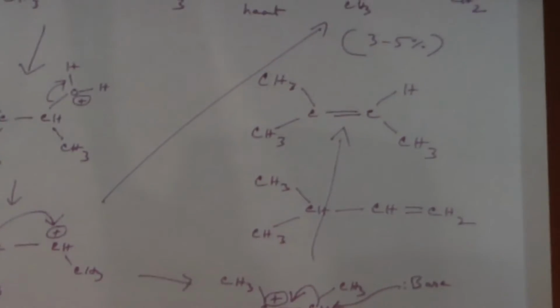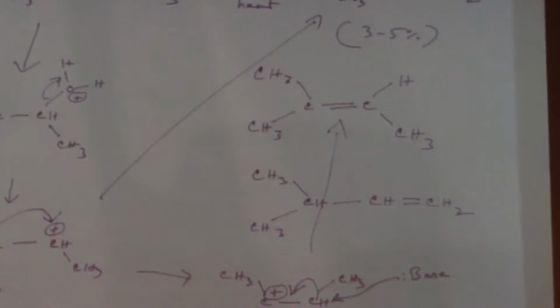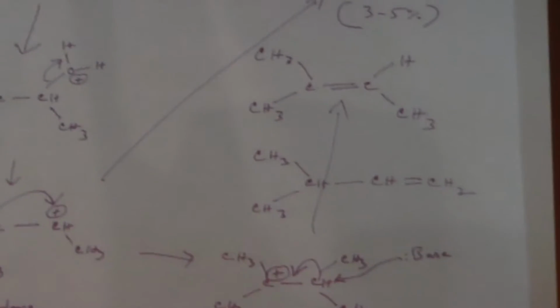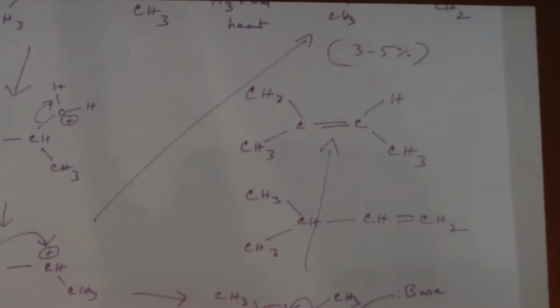So this would be removed by the base. In this case, the base could be water, which would pick up this proton and migrates here, generating this double bond. The other one that can be formed is formed from one of the ends where one of the hydrogens from the methyl group can be eliminated. If that happens, then you get the other product.